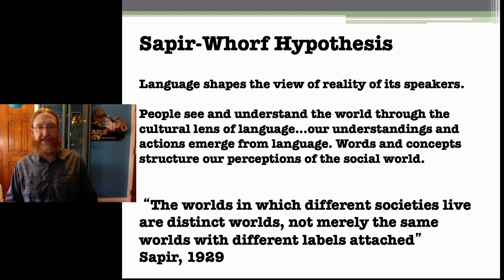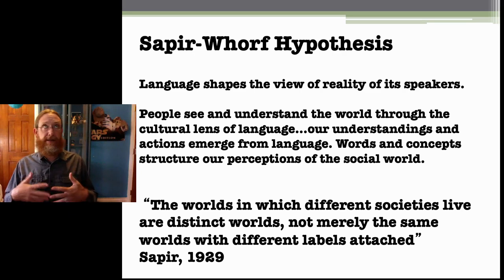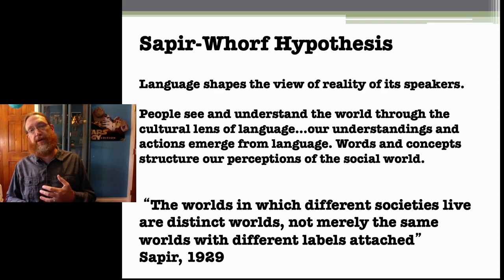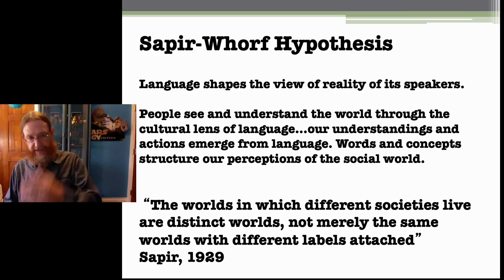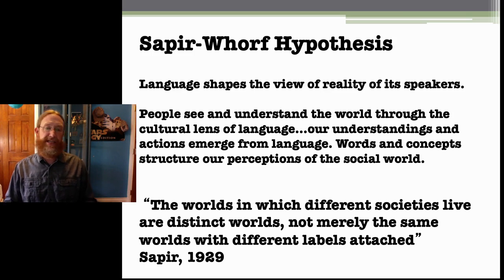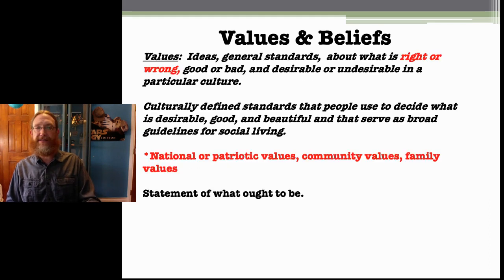And we know the Sapir-Whorf hypothesis is a really important piece of sociology. And that basically says that language shapes the view of the reality of its speakers. I mean, we're understanding life through a cultural lens of language, right? Our understandings and actions emerge from language, words and concepts. They structure our very perception of how the world works, how people speak to us from a very early age, how they communicate to us right away is so very different based on so many things. And so we know that language just shapes our reality. That's how important it is. So the worlds in which different societies live are distinct worlds, not merely the same worlds with different labels attached. 1929, and that's where this hypothesis comes from.